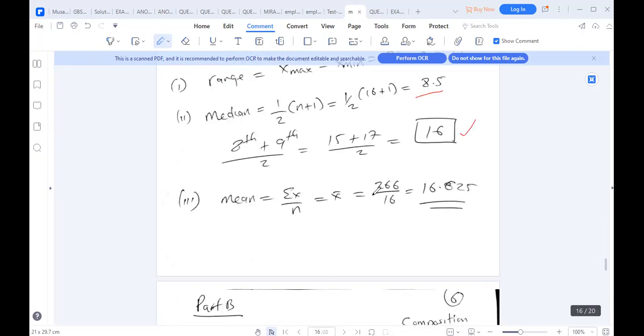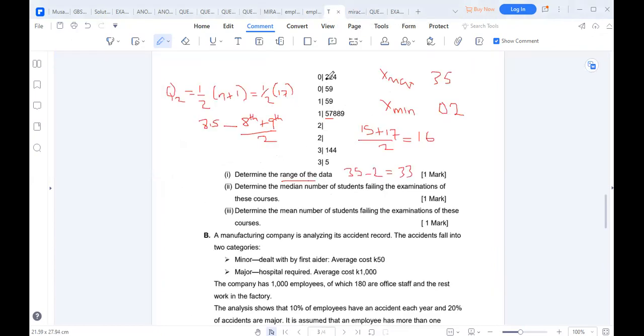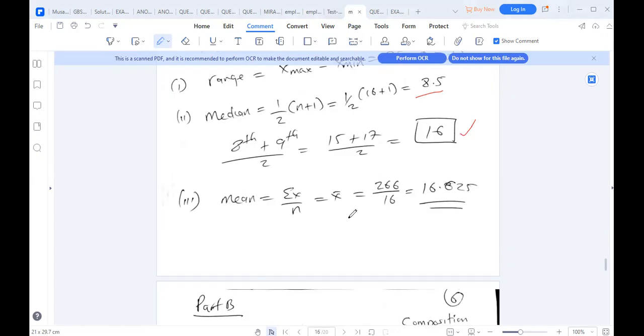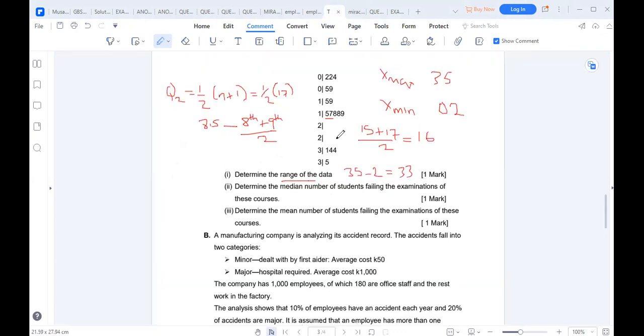Okay, then the mean, like I said, don't waste much of your time if you learned how to use a calculator, but if you don't know, just use a manual way. When you enter all these, you get your summation of x as 266 and your n there 16, and divide them, you get 16.625. That is your mean. So these are time wasting questions. Of course, 1 mark depends on your strategy.